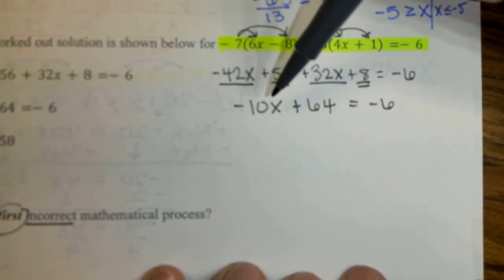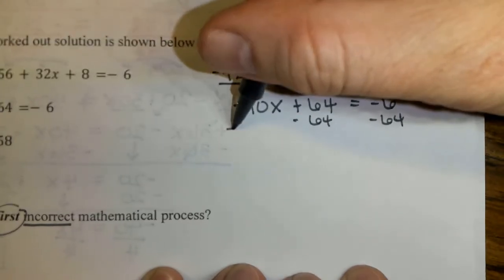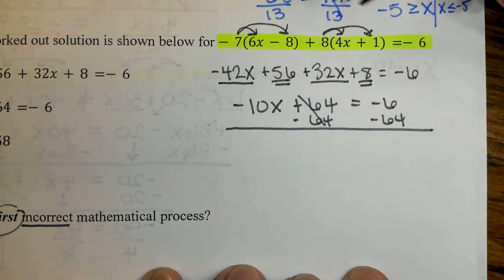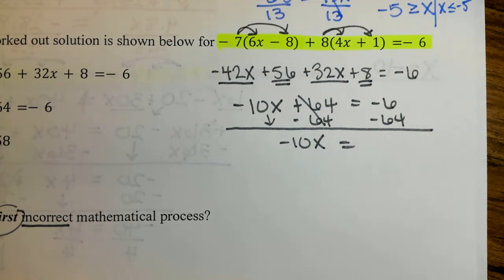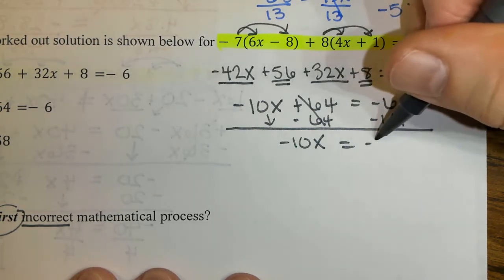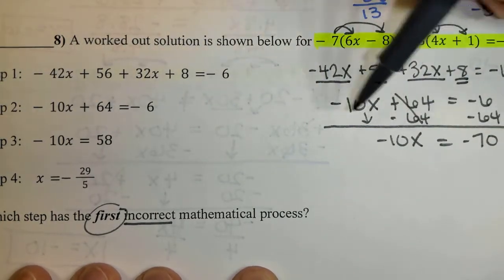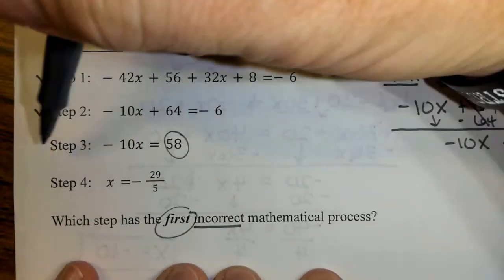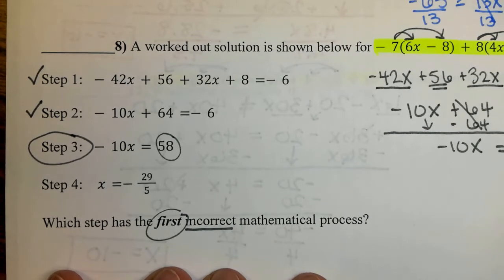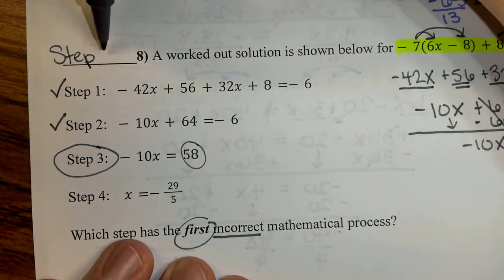So all my x's are already on the same side, so all my numbers need to get moved to the other side, away from x. So plus 64 becomes minus. I'm going to bring down, I have negative 10x equals negative 6 minus 64. You get negative 70. Okay, let's look at that. Oh, look, I have negative 10x, but look, negative 70. They made a mistake. So this is my correct answer. That is the first incorrect mathematical process, or the first thing they did wrong. Okay, so my answer here would just be step 3.